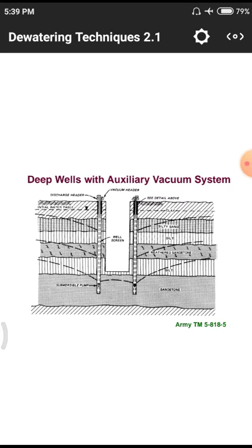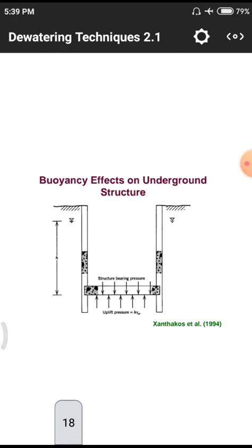Next one is the deep well and auxiliary vacuum system. That means they use some amount of vacuum pressure to remove the total quantity of water present in the particular soil or field. Next one is the buoyancy effects on underground structures. That means mainly the underground structure is our foundation or piles.